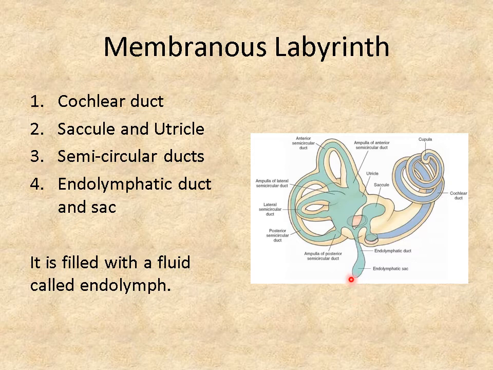The membranous labyrinth is filled with a fluid called endolymph. This endolymph is similar in structure to the intracellular fluids. This means that it is high in potassium and low in sodium.